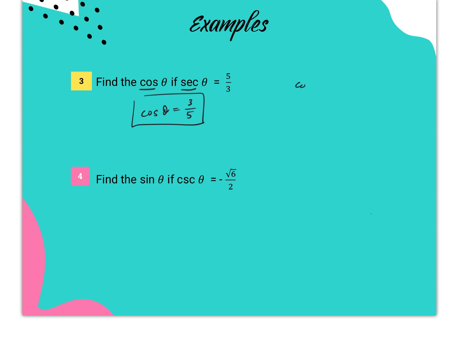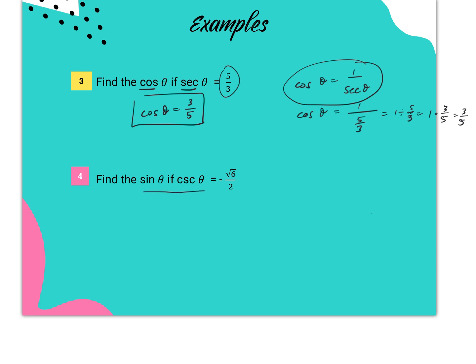I know that cosine of theta equals 1 over secant theta. And if I do the math, notice I'm going to get the same thing. 1 over 5/3, which I could rewrite as 1 divided by 5/3, which means it's 1 times 3/5, which equals 3/5. So I got that answer without having to do all that work. I can write it this way, but I would rather just flip it. It's just that easy.